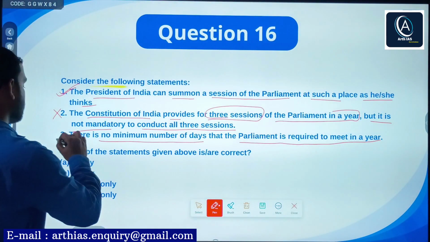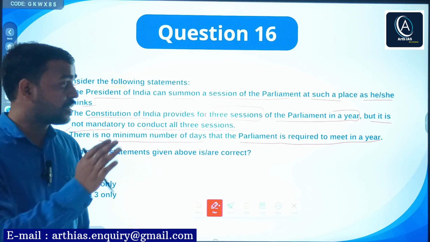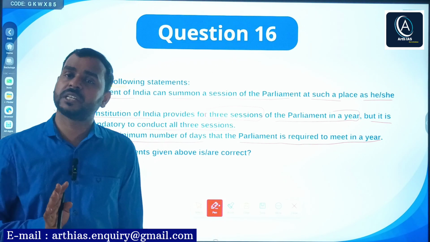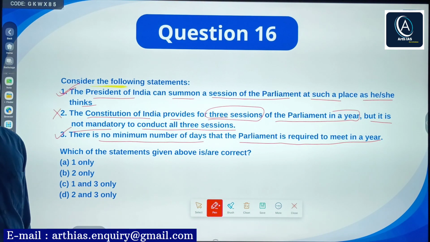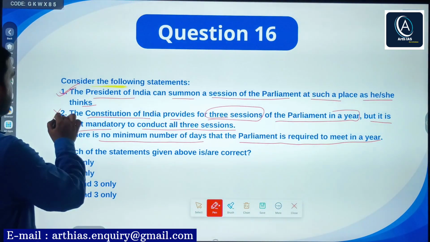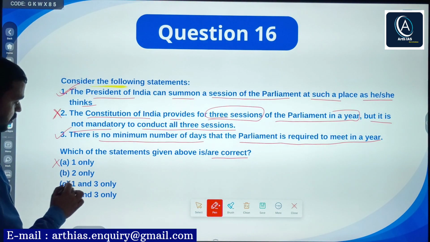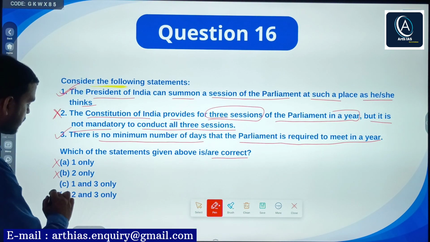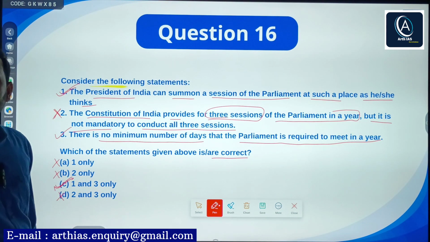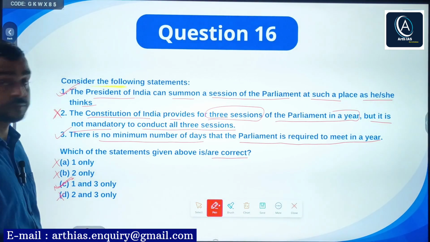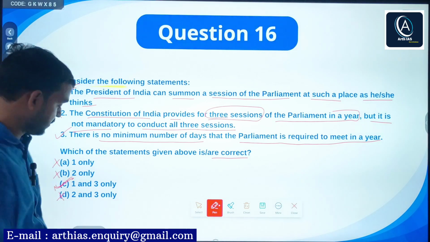Last, there is no minimum number of days that the Parliament is required to meet in a year. Obviously, this is not fixed. Right? Means no minimum number of days is fixed for the meeting of Parliament in a year. So you can clearly say statements 1 and 3 are correct. 2 is incorrect. Right? So correct answer: A says 1 only, no. B says 2 only, no. C says 1 and 3. Obviously, C is the right answer. No need to go for D. So statements 1 and 3 are correct. Option C is the right answer.